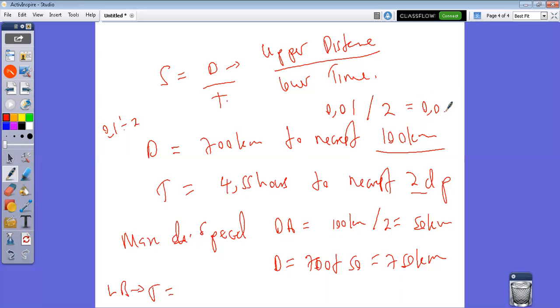0.01 divided by 2, what do you get? 0.005. So you subtract this now because you want the lower bound. So 4.55 minus 0.005, what do you get? 4.545. Then you plug in here. We said 750 divided by 4.545.